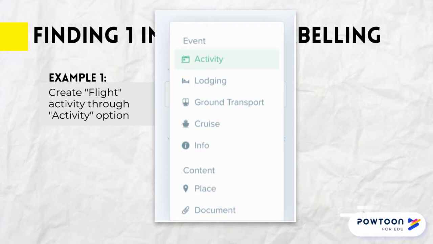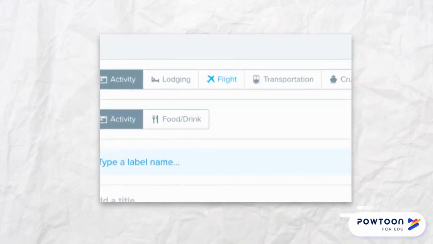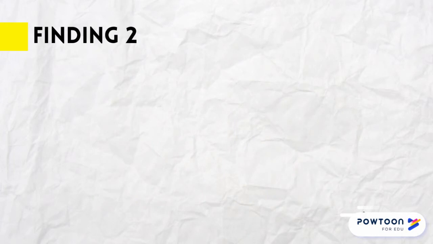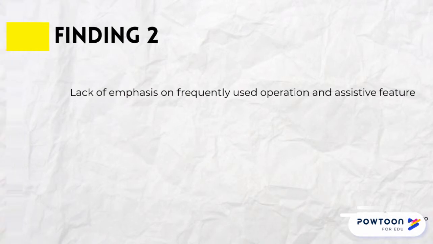In order to achieve this, the participant has to select activity as a library item type and select flight as a category afterwards. This shows inconsistency and negatively impacts the participant's experience. There is a significant amount of evidence that the website lacks emphasis on frequently used features incorporated within its web page design.